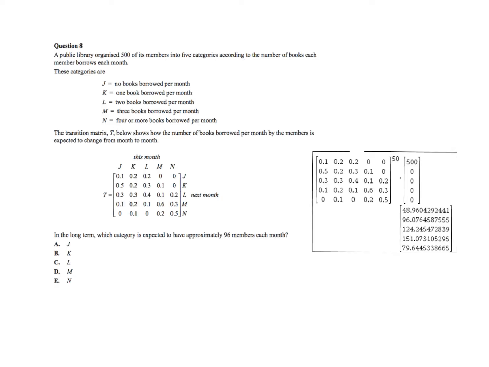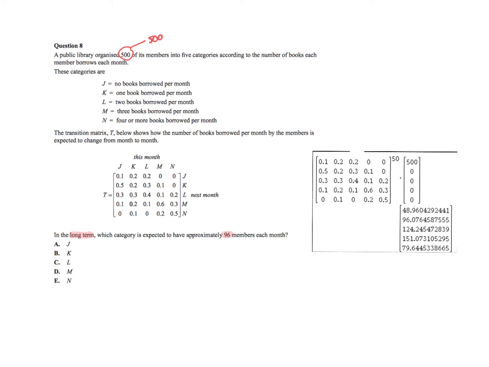Okay, a public library organised 500 of its members into 5 categories according to the number of books each member borrowed. So there they are, and they've categorised them J, K, L, M, and N. And they reckon that these people changed the category they're in using this transition. And you can see in the question, it says, in the long term, which category is expected to have approximately 96 members? So you were never given an S0, but you were given a total. So you've got 500. And remember I said it doesn't matter how you divvy them up.